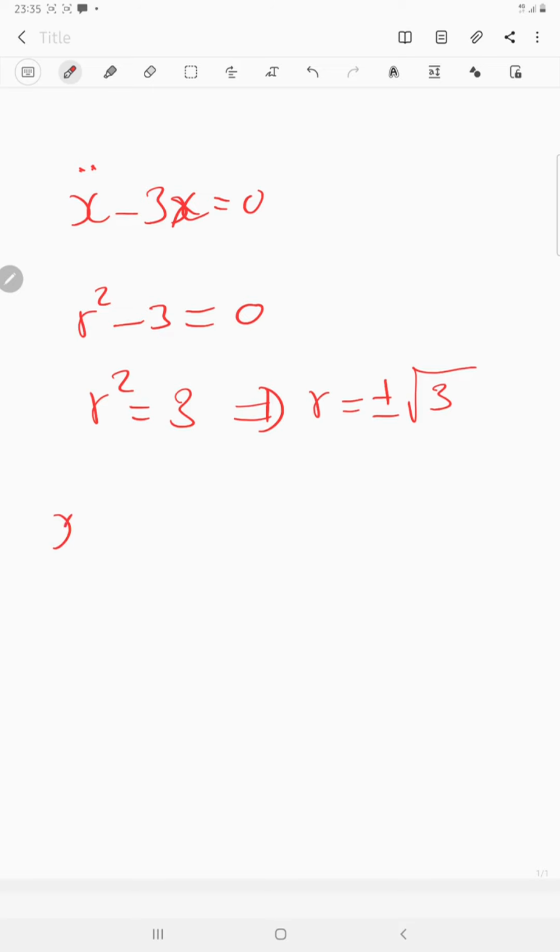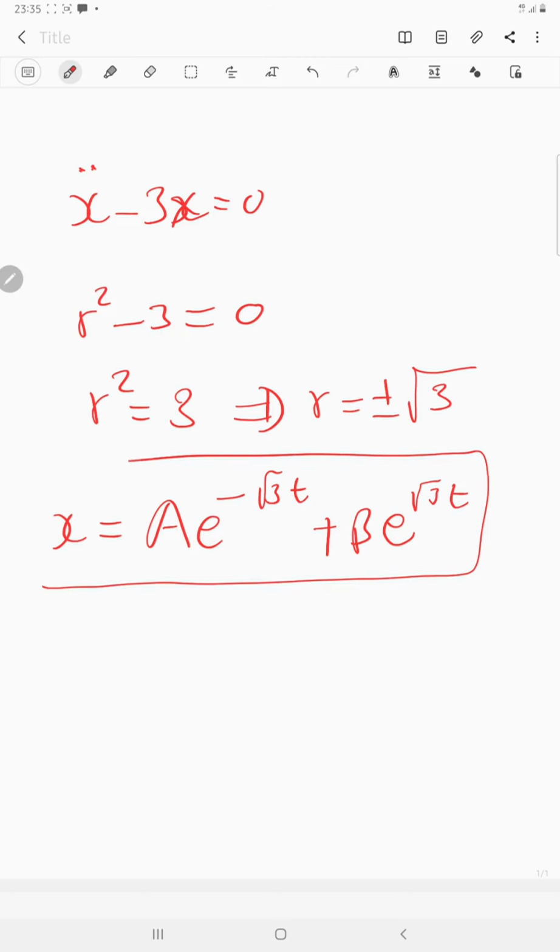In this case, you can now say x of t is equal to a e to the power of, where there is r1, I'll put negative root 3 t, and then I add plus beta exponential, then I take r2 and t. So I can actually have this particular statement. You can see now that this can be the general equation.